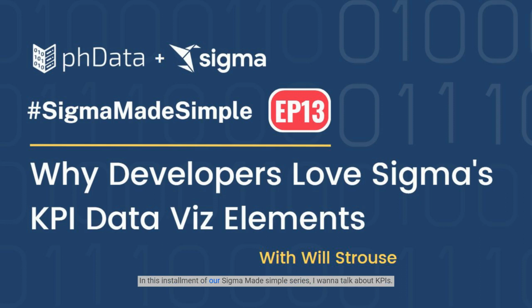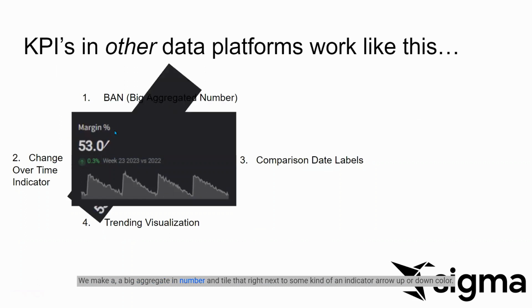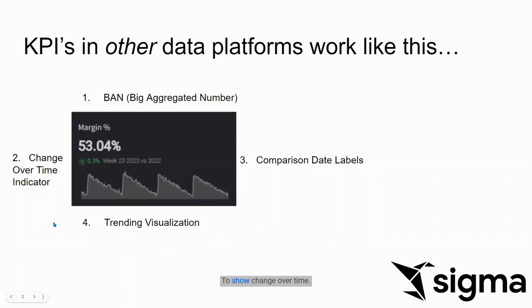In this installment of our Sigma Made Simple series, I want to talk about KPIs. Every great dashboard developer loves making KPIs, and really it consists of a couple parts, and we make these all separately, right? We make a big aggregated number and tile that right next to some kind of an indicator, arrow up or down, color, to show change over time.